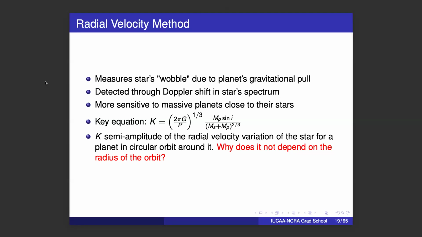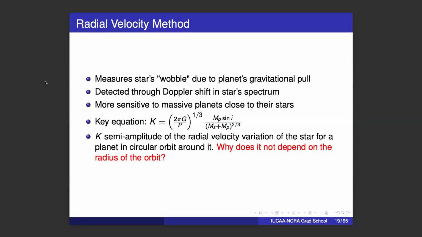So the key equation here is this one: K is equal to (2πG/P)^(1/3) times Mp sin i over Ms^(2/3). P is the period of the planet's orbit, Mp is the mass of the planet, Ms is the mass of the star, and sin i is the inclination of the orbit. Naturally, if you plug in i of 0, sin i becomes 0, and there will be no radial velocity. K becomes 0. That's when you have that face-on condition. But at any non-zero value of the inclination, you will begin to see this semi-amplitude of the radial velocity variation.